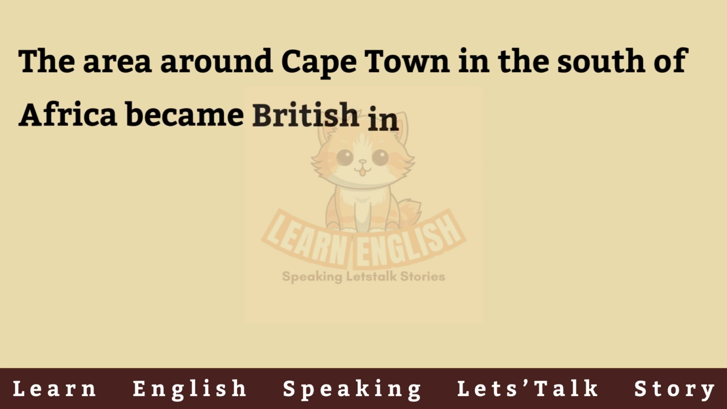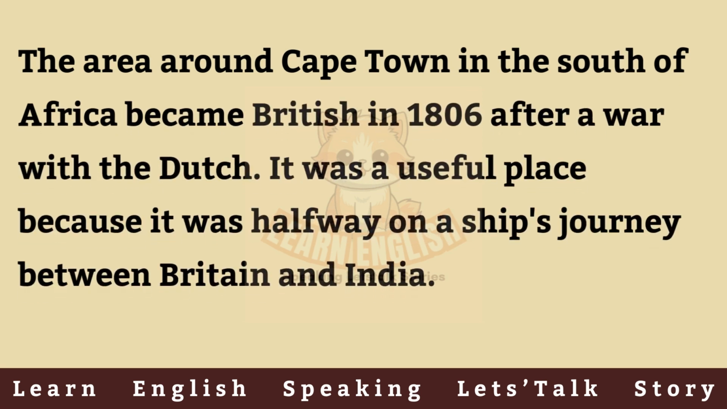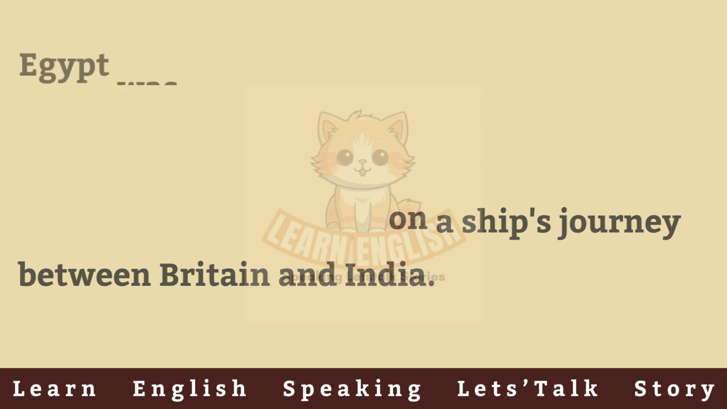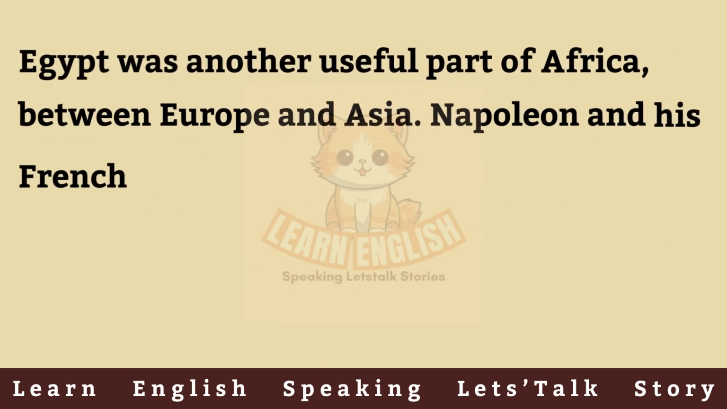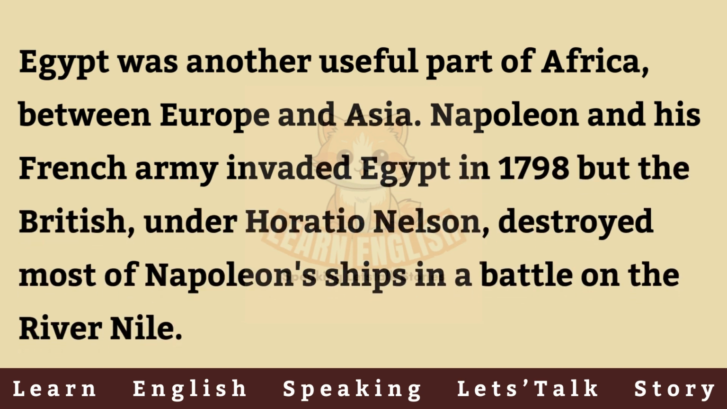The area around Cape Town in the south of Africa became British in 1806 after a war with the Dutch. It was a useful place because it was halfway on a ship's journey between Britain and India. Egypt was another useful part of Africa, between Europe and Asia. Napoleon and his French army invaded Egypt in 1798, but the British, under Horatio Nelson, destroyed most of Napoleon's ships in a battle on the River Nile.